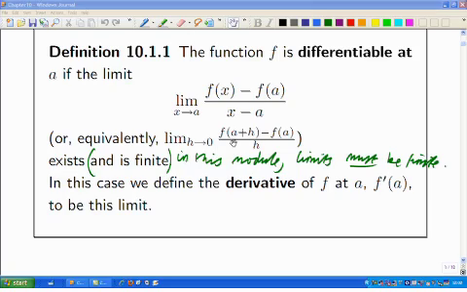Right, so last time we were talking about differentiability, and we had our definition of what it meant to be differentiable at a point. The point had to be in the interior of the set you're dealing with in order to define a two-sided derivative.